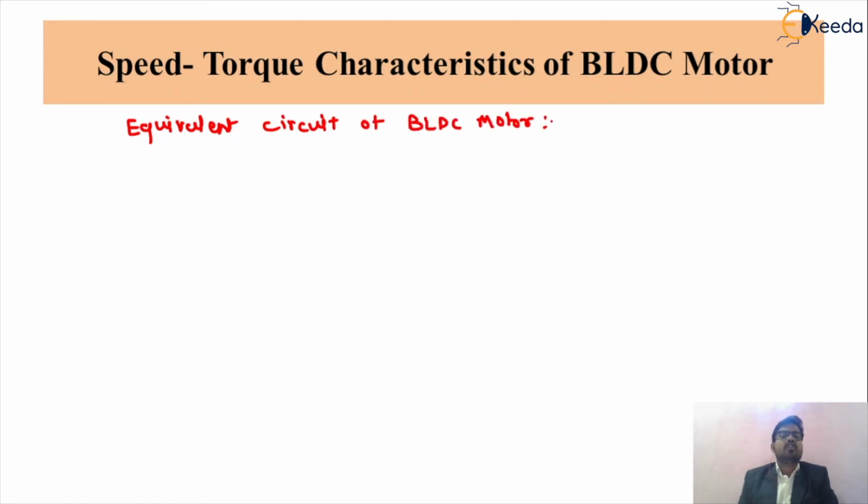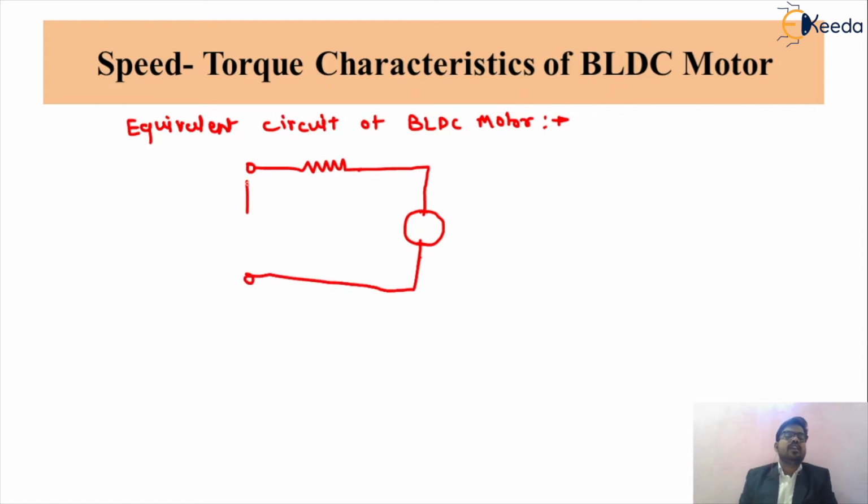So if you want to draw the equivalent circuit of a BLDC motor, we will draw it using a simple fundamental approach. This is the stator of your BLDC motor. This is basically the magnetic rotor of your BLDC motor. We are giving the supply V here. The armature resistance of the BLDC motor is RA. The current flowing through this circuit is IA.